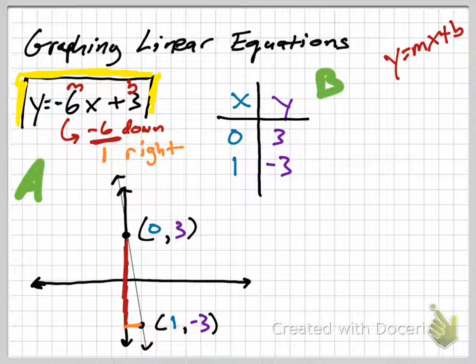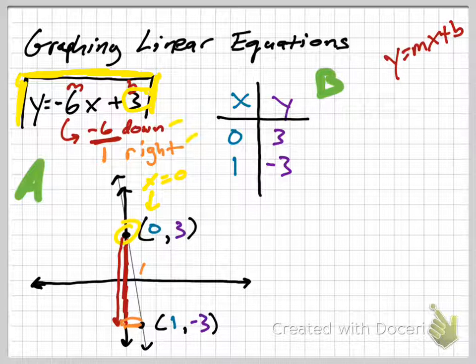Okay, so the first thing we need is a point. So the easiest point is the y-intercept, because we know the y-intercept is always where x equals 0, and that point's there, right? If we put 0 in for x, 3 would be our y value. Next thing we know is that the m is the slope, and if it's -6, that means it's -6 over 1, which is 6 down, 1 to the right. So we can count, right? 6 down and 1 to the right. And we know our next point is at 1, -3. Okay, then we have 2 points, we can make our line.